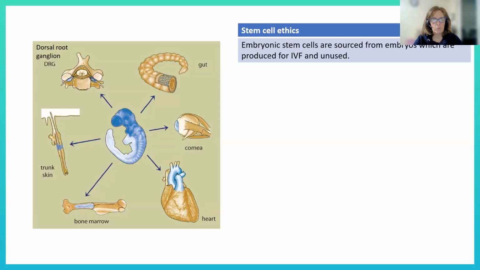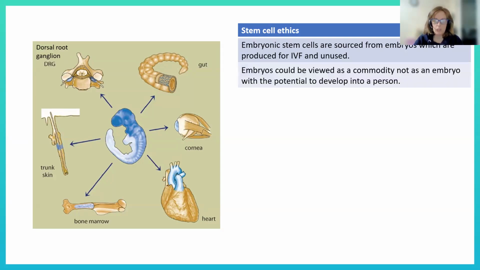So they are sourced from embryos, which are produced for IVF and not used. If you imagine a couple goes for IVF therapy, they'll produce several embryos and then maybe only one or two are implanted, and then you have a lot of embryos that aren't used. So they could then be destroyed, or they could be used for stem cell research.